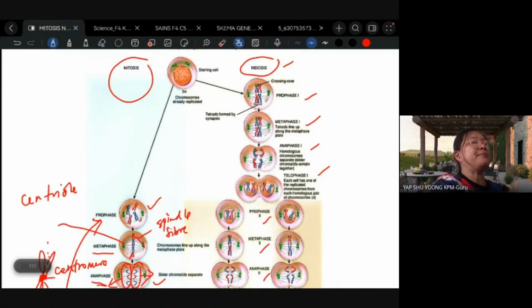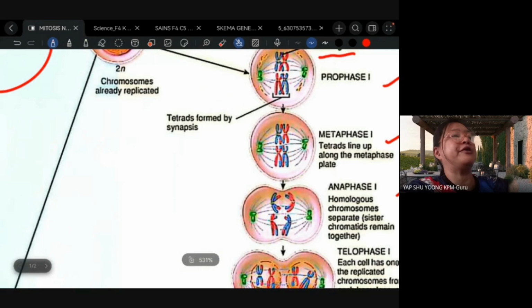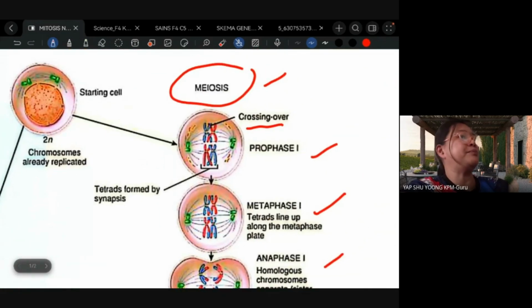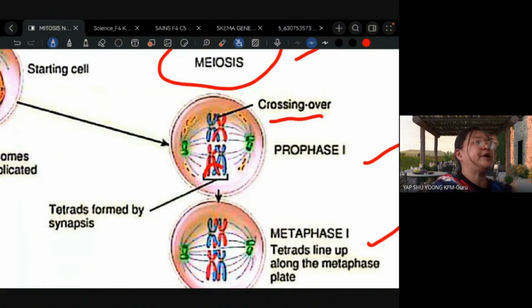So in the first meiosis, crossing over takes place in prophase 1. Very, very important. What is meant by crossing over? Crossing over means the chromosomes exchange DNA. You can see here the blue one and the red one. We assume the blue one comes from your father, and the red one comes from your mother.